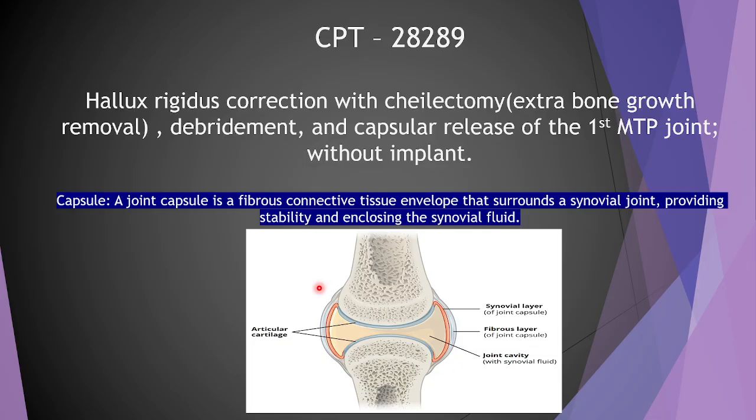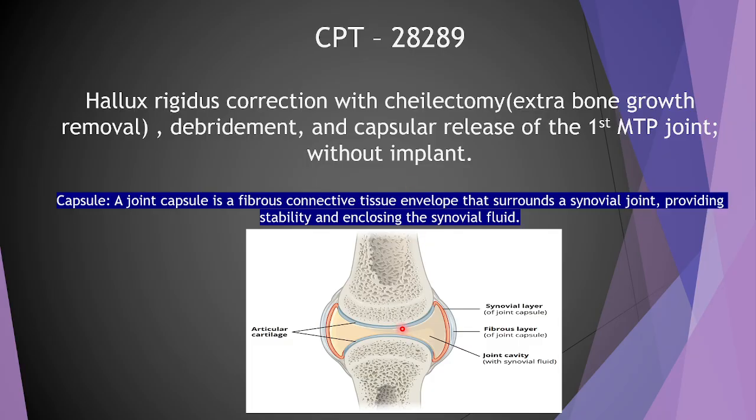Next, 28289, that is a hallux rigidus correction with cheilectomy. So what is cheilectomy? Extra bony growth removal. And the debridement and the capsular release of the first metatarsophalangeal joint without implant.